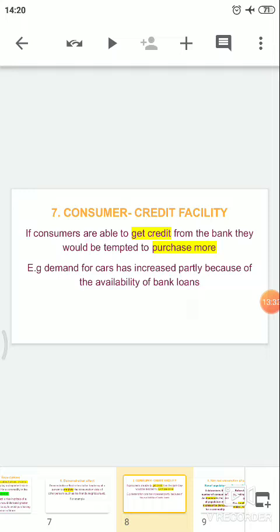Next is the consumer's credit facility. Now, if the availability of loan is easy, if you are easily getting loans from the bank, then you are tempted to purchase those goods which you could not have afforded otherwise. So, in this case, when the availability of credit is easy, you tend to buy more of the commodity. For example, demand for cars has increased partly because of the availability of bank loans. Because people are now able to pay it in installments, so it is easy for them to buy.